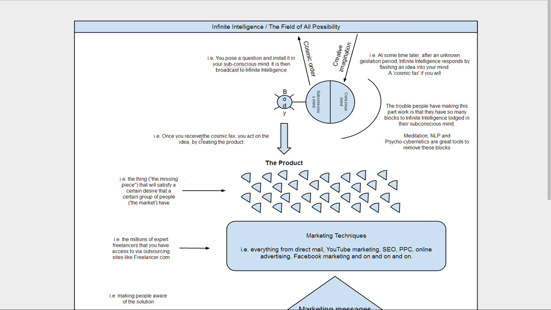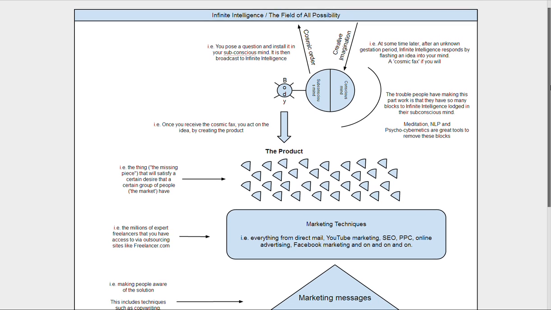This arrow, it says once you receive the cosmic fax, you act on the idea by creating a product or a service or whatever it is. So you might get an idea for a business or for a way of making money, right? And that'll pop into your head if that's what you asked for. And in this case we're talking about money, so that's probably what you did ask for. Let's say it's an idea for a product.